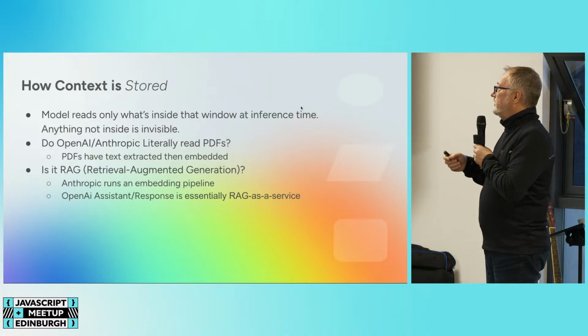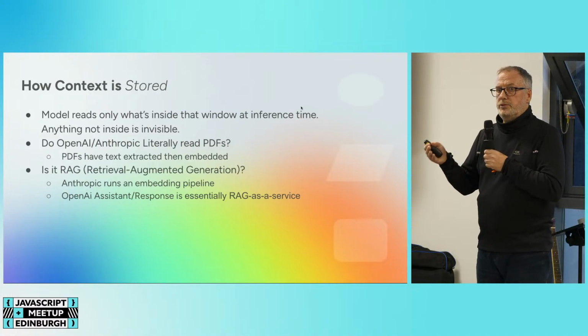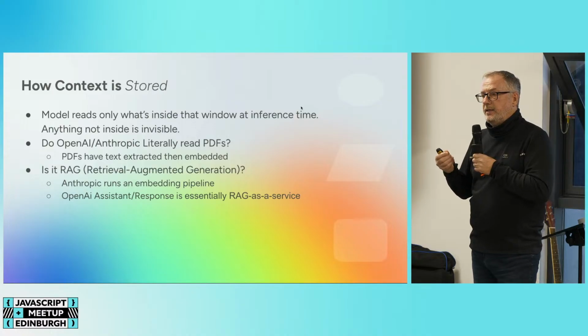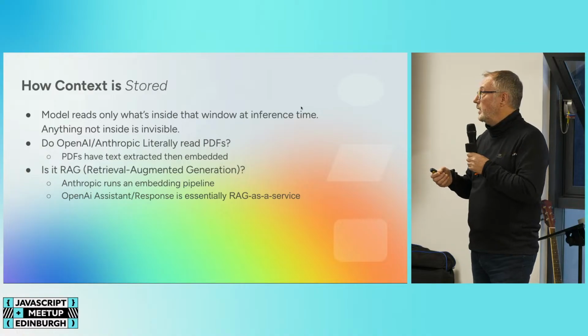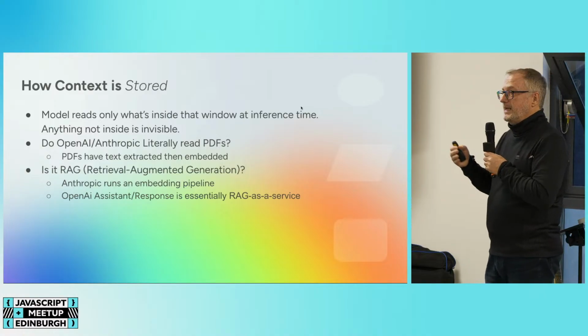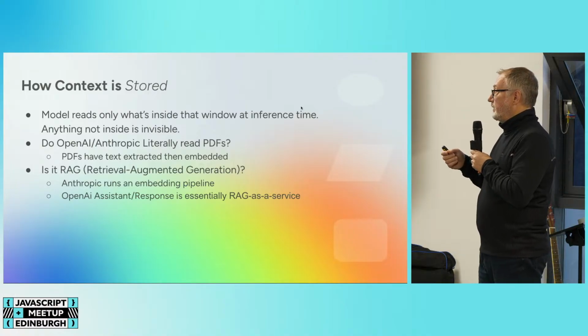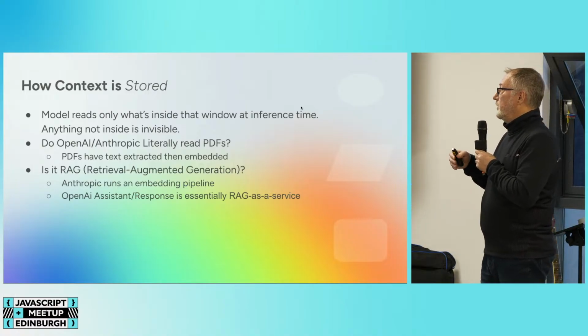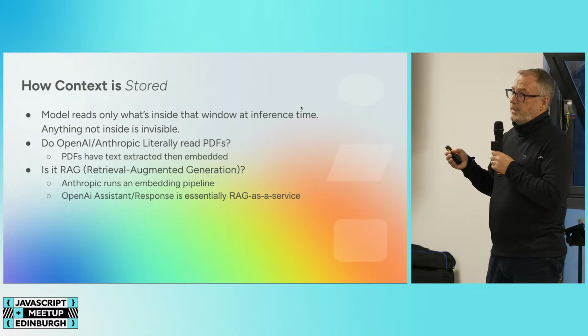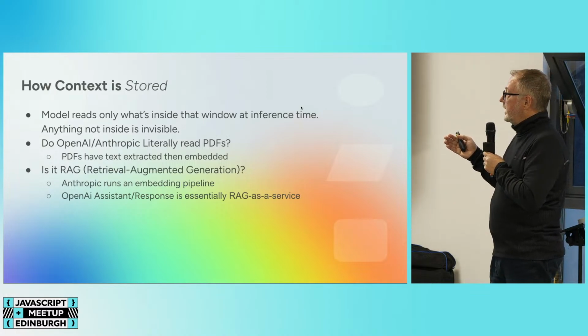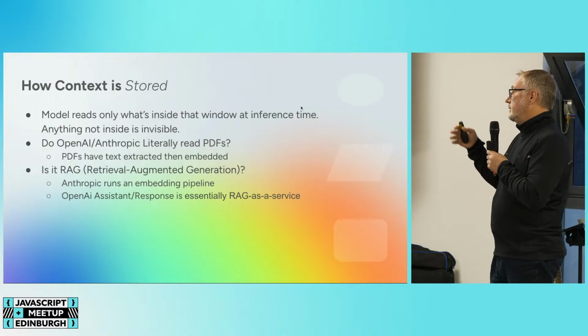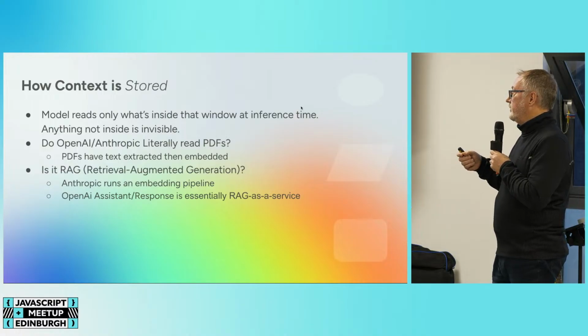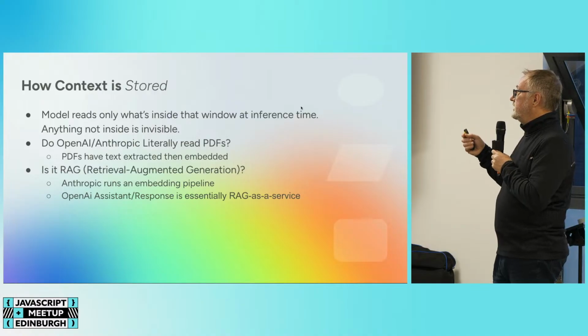Just a question I had: if you're giving PDFs or text documents, either as a document within the chat or within the API call, do they read it? How do they manage that? It's a RAG, it's embedded. So Anthropic runs an embedding pipeline, and OpenAI's assistant, although they're turning the assistants off and going on to responses, is essentially a RAG as a service, and we'll get onto this in a second.